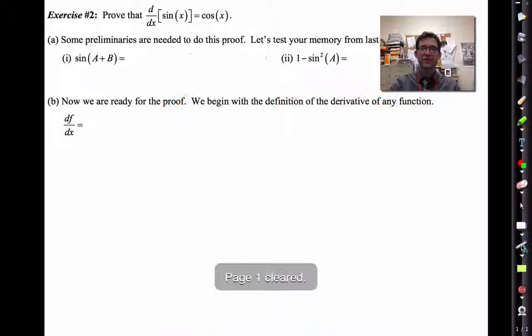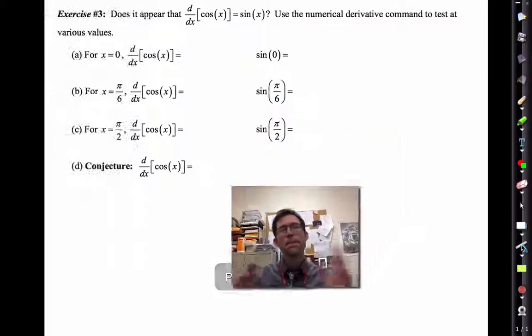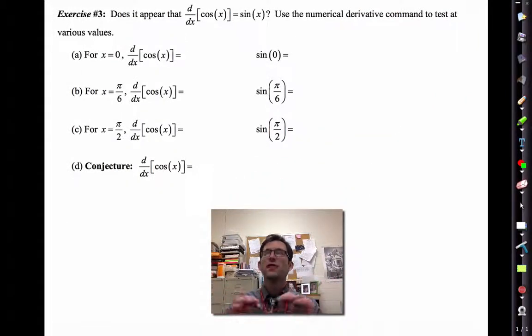Okay, here it goes. All right. Now, if the universe was elegant and things worked out beautifully, then what we would find is that the derivative of cosine would be sine. All right? And we can test that now.